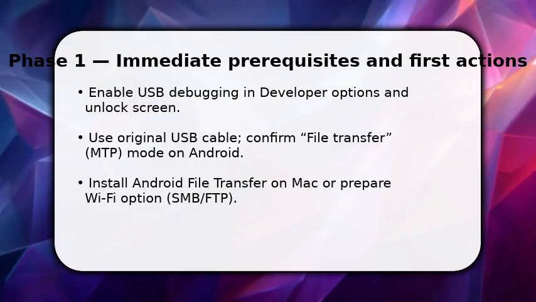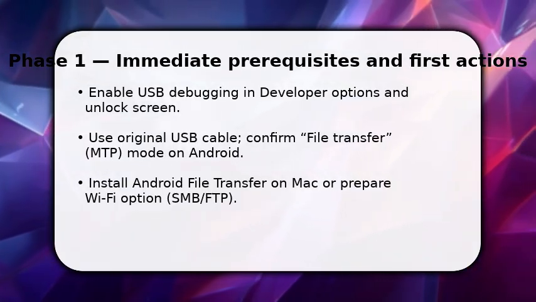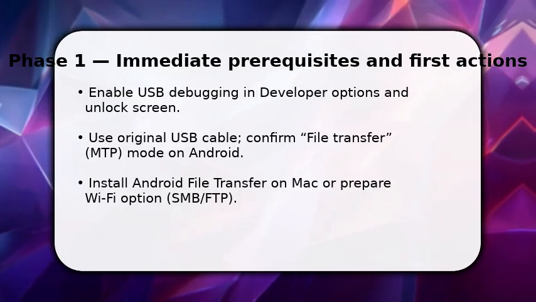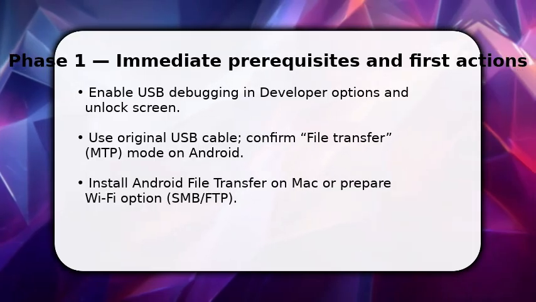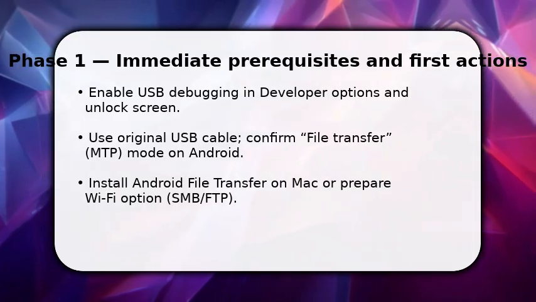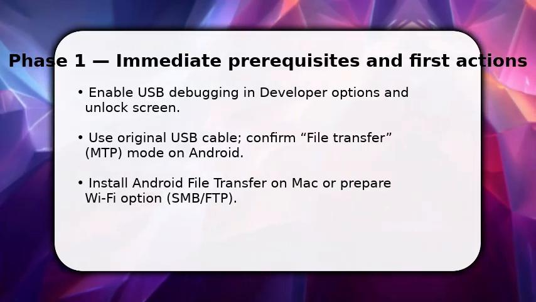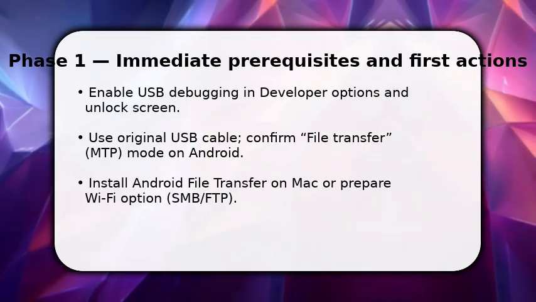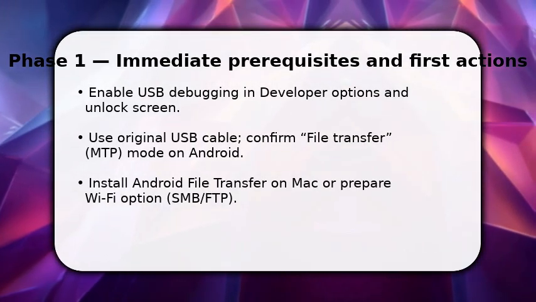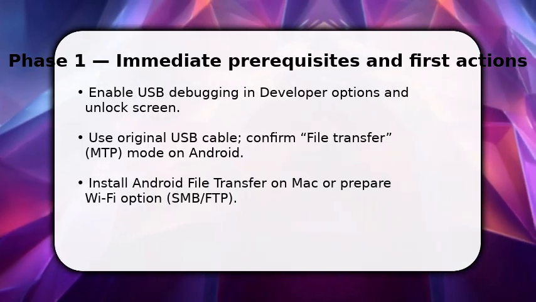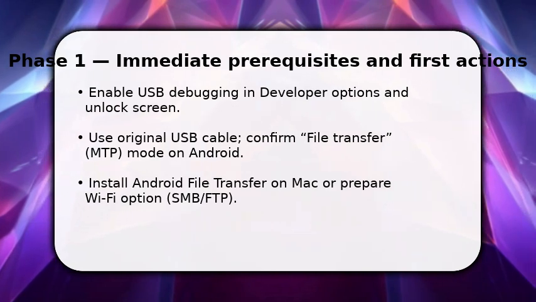You start by getting the connection right. Enable developer options and USB debugging, then set the phone to file transfer mode. Plug the original USB cable into both devices. The Mac should detect MTP once the phone is unlocked. If you prefer wireless, install an SMB or FTP server app on Android instead, because that avoids drivers. Once done, install Android File Transfer on the Mac or prepare your chosen server app. This establishes the pathway you will use to move files now.